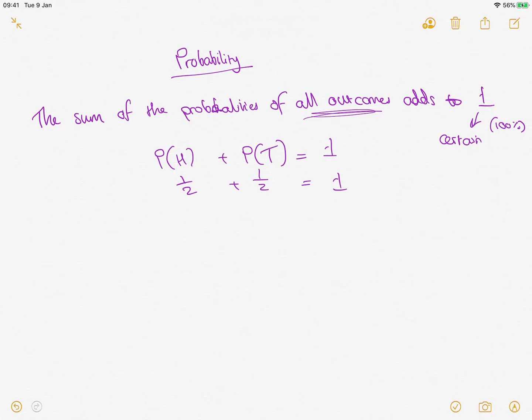Another example might be, say I had a team and they had a probability of winning, probability of drawing, and a probability of losing, then all those must add to 1 as well, because these are all my possible outcomes. One of those things is certain to happen: a win, a draw, or a loss.